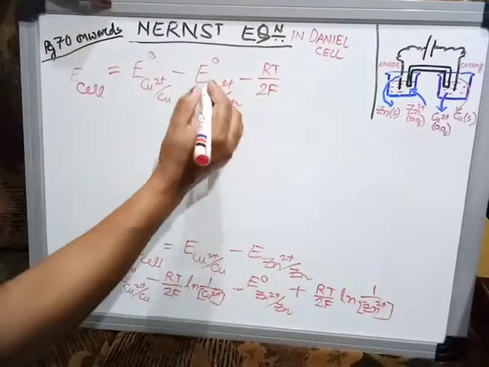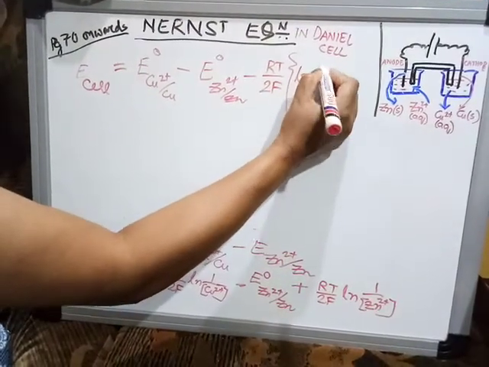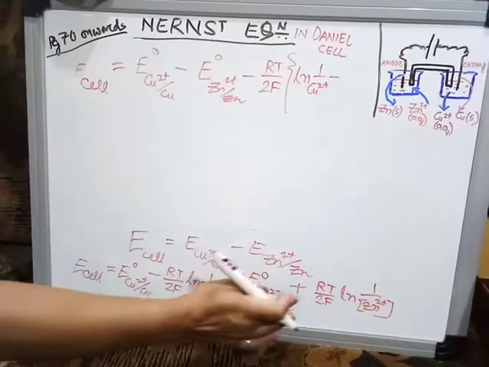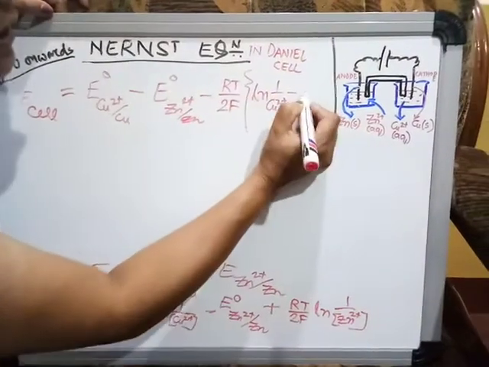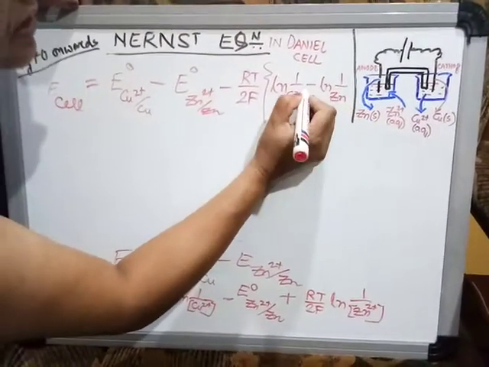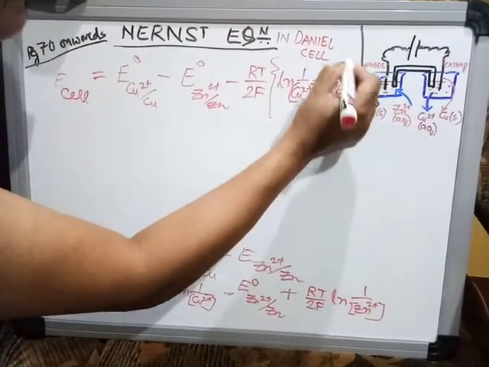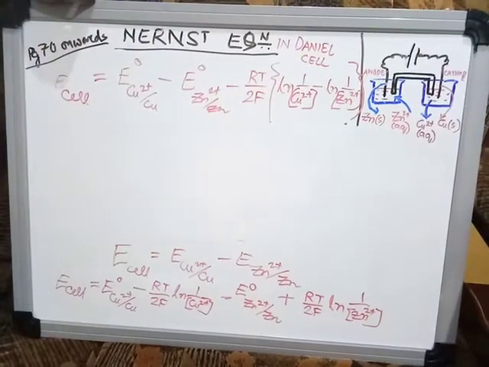So what are we left off with? We'll be left off with ln 1 by Cu2+. Now this is a plus and there is a minus out here, so we have to put a minus, ln 1 by, sorry, concentration, it will be concentration of Zn2+. So this is how this equation will condense further.